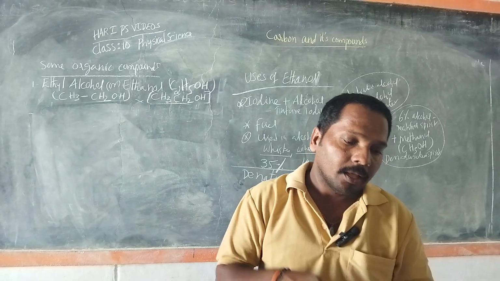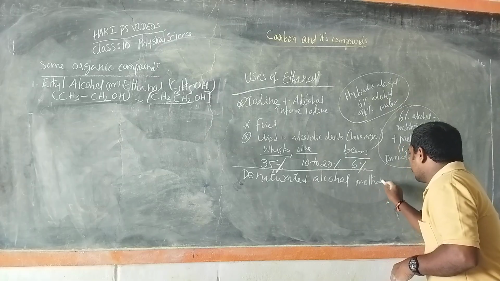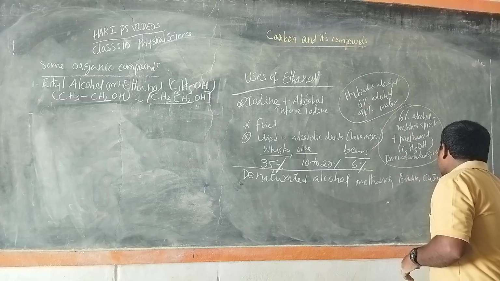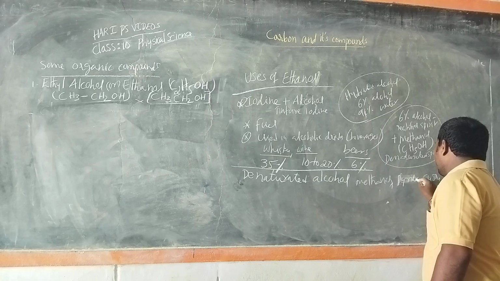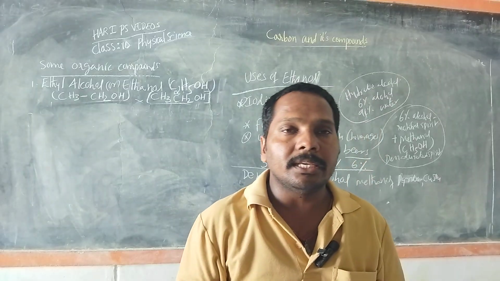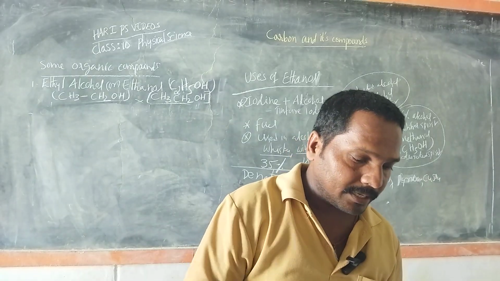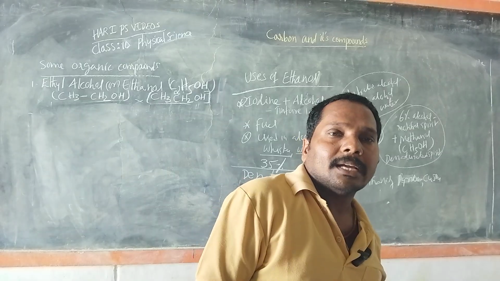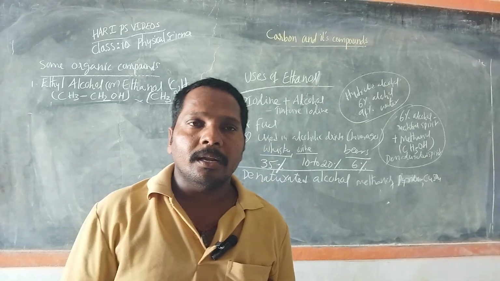like methanol, pyridine, copper sulfate. Methanol and pyridine are organic compounds. So pyridine, copper sulfate, etc. The addition of these poisonous substances makes the alcohol unfit for drinking.